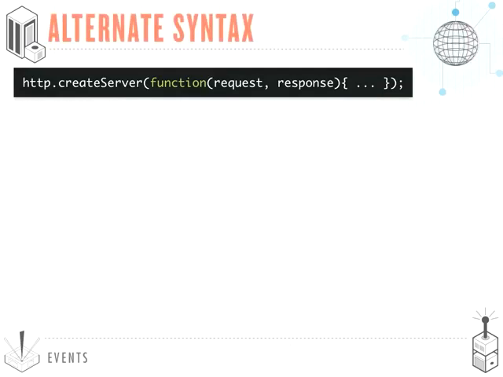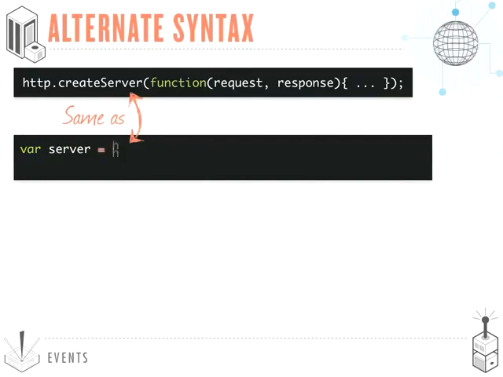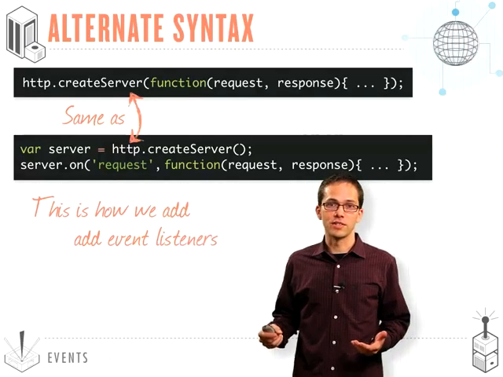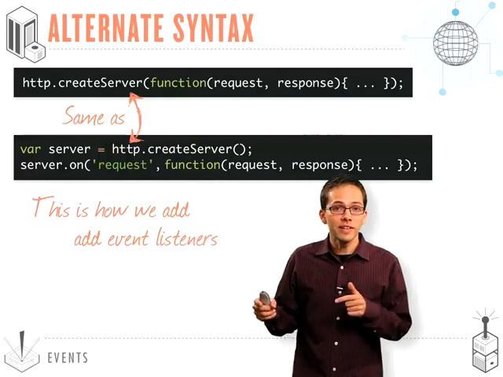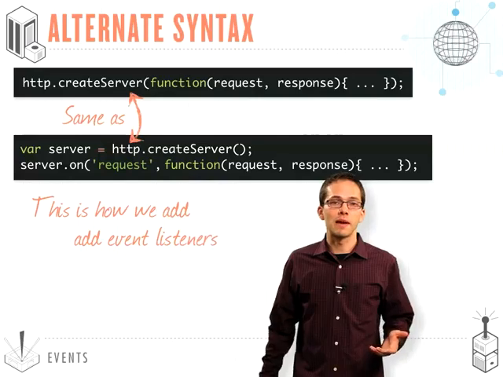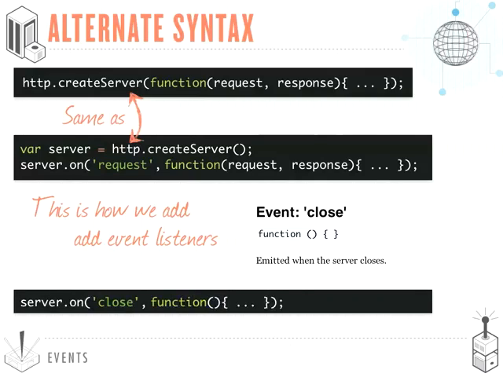If we wanted to, we could write this code in a different way. Instead of sending the callback into createServer, we could instead just create the server with no parameters and then tell the server that on the request event, call this function. This syntax is typically how you add event listeners in Node. You can listen to multiple events on an object, or you can have multiple functions that listen to the same event. Doesn't matter. For instance, if we wanted to listen to the close event on our server and call a function, we could simply write server.on close and then send in a function.